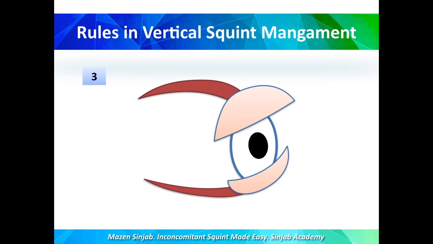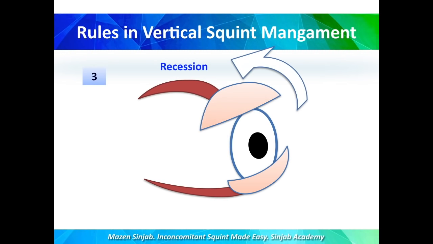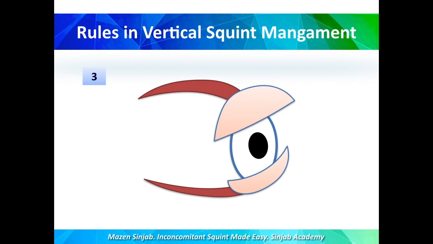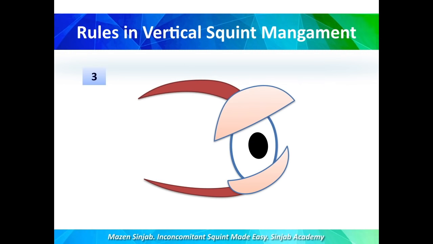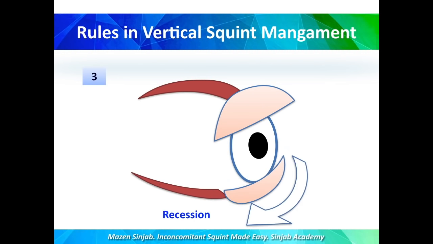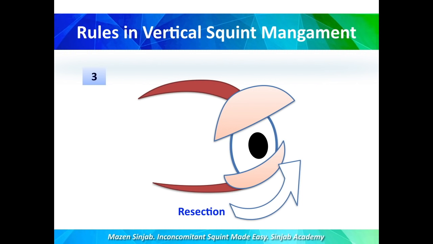If we work on the superior rectus, the upper lid position will be affected, and if we work on the inferior rectus, the lower lid position will be affected. If we do recession to the superior rectus, there might be upper lid retraction, and if we do resection, there might be ptosis. And when we operate on the inferior rectus, if we do recession, there might be lower lid retraction, and if we do resection, we may have lower lid elevation. And we will apply all these rules during discussion of the coming 4 cases.